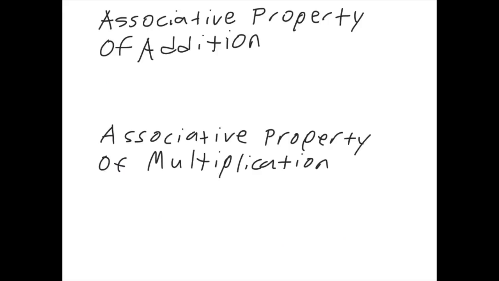Now let's deal with the associative property. Again, there's 2 of them, one for addition, one for multiplication. And what this says is if you have 3 numbers, a, b, and c, and we say a plus (b plus c), with parentheses around b plus c, then that is equal to (a plus b), with parentheses around a plus b, and then plus c.